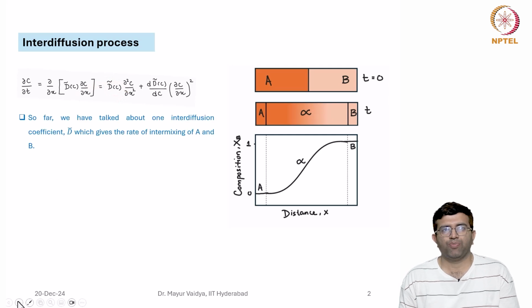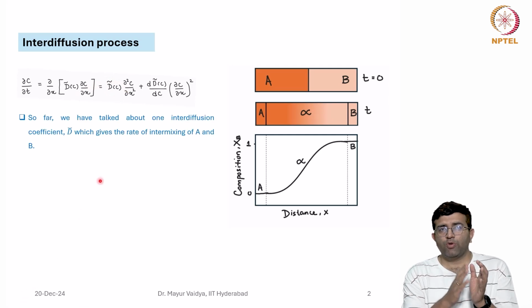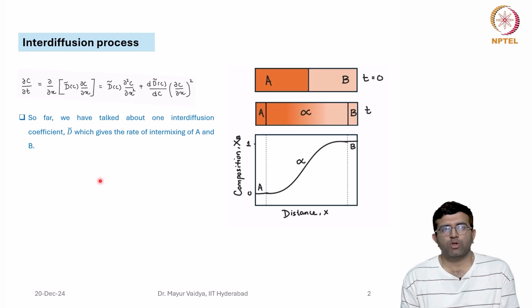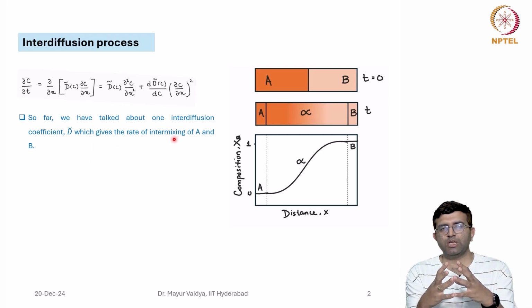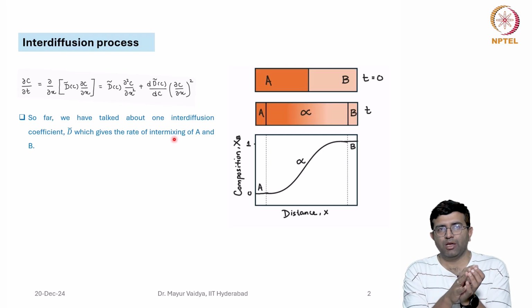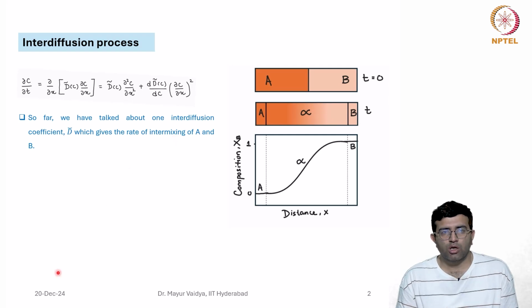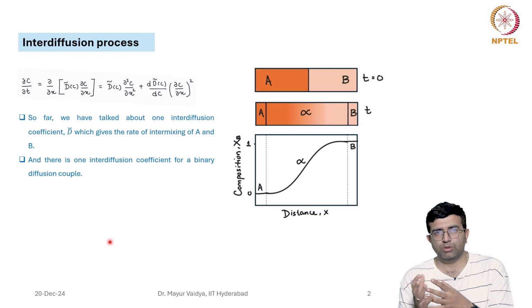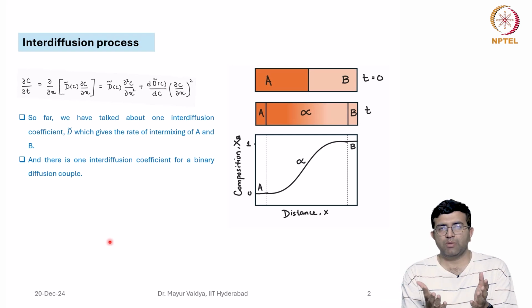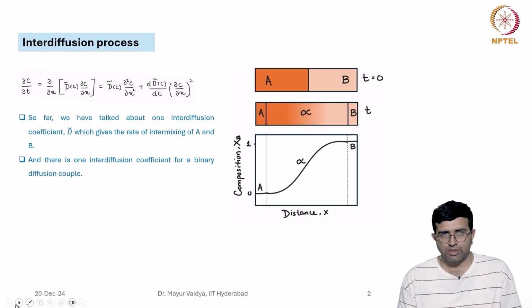interdiffusion coefficient. So far we have talked about only one interdiffusion coefficient, which is D tilde, which gives the rate of intermixing of A and B. That means A and B are mixing, and we are trying to see at what rate this intermixing is happening. We have defined only one interdiffusion coefficient, and we also emphasize that there is only one interdiffusion coefficient for a binary diffusion couple. You do not have a D tilde A and D tilde B. You have a D tilde AB sometimes you write, or you just write D tilde as far as the binary diffusion couple is concerned.